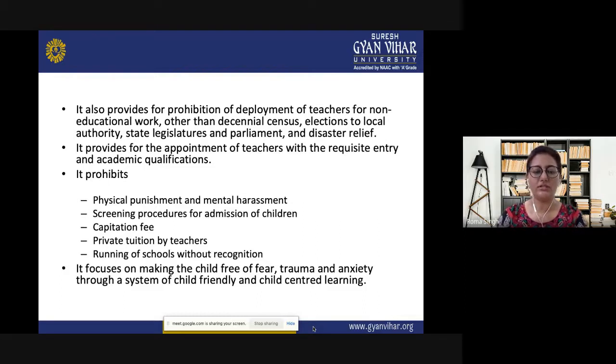So it focuses on making the child free of fear, trauma, and anxiety. They want to make a child-friendly system. Teaching and learning should be child-centered.